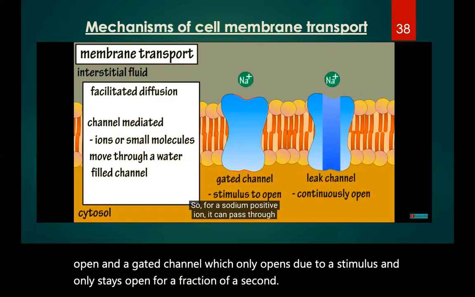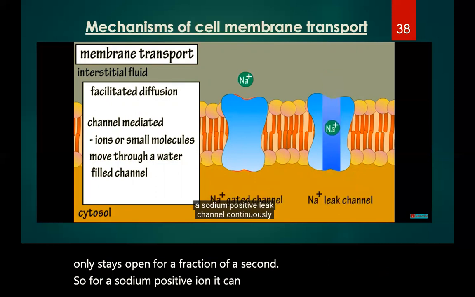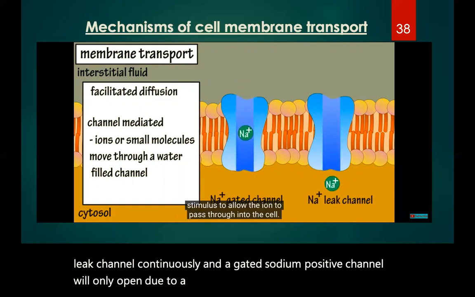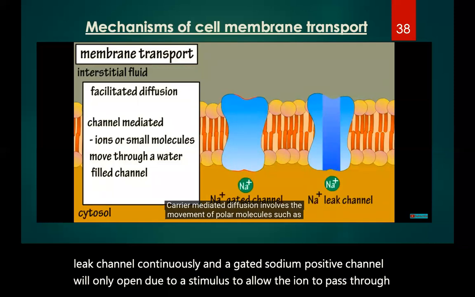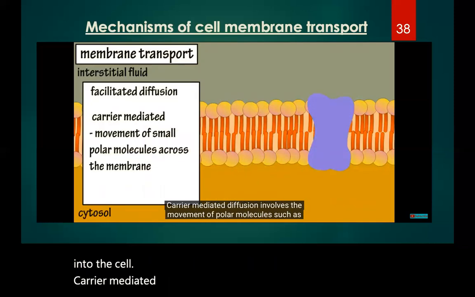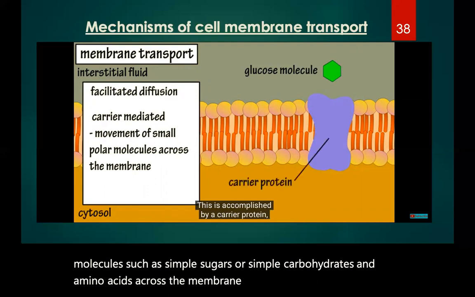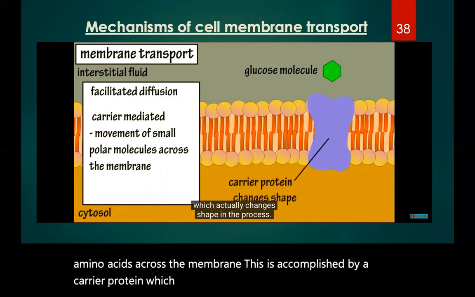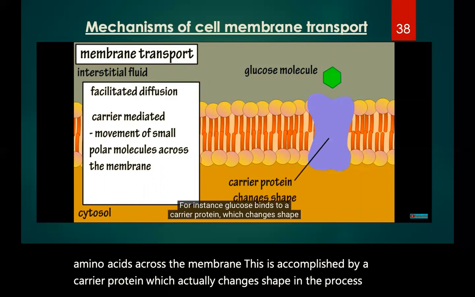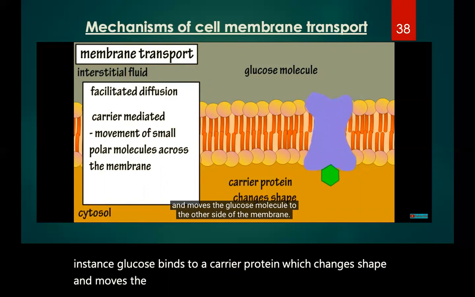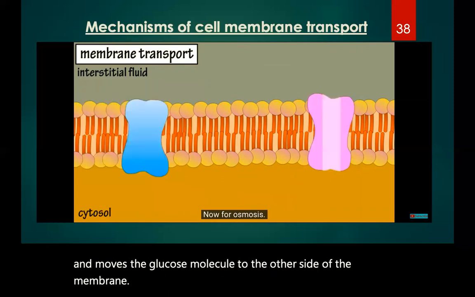So for a sodium positive ion, it can pass through a sodium positive leak channel continuously, and a gated sodium positive channel will only open due to a stimulus to allow the ion to pass through into the cell. Carrier-mediated diffusion involves the movement of polar molecules, such as simple sugars or simple carbohydrates, and amino acids across the membrane. This is accomplished by a carrier protein, which actually changes shape in the process. For instance, glucose binds to a carrier protein, which changes shape and moves the glucose molecule to the other side of the membrane. Now for osmosis.